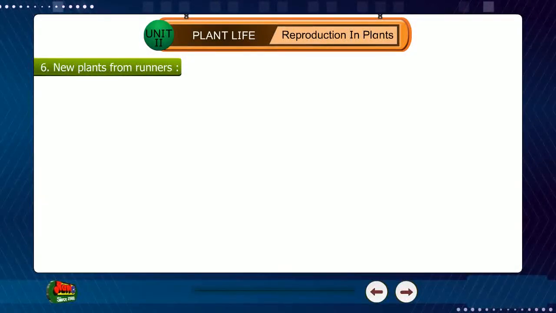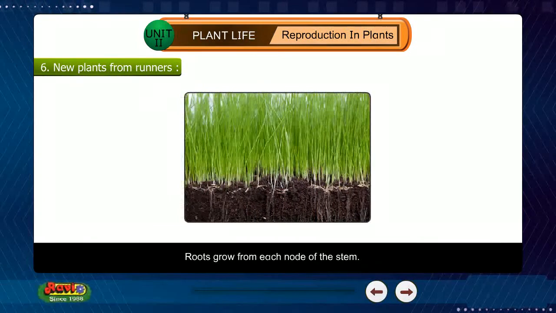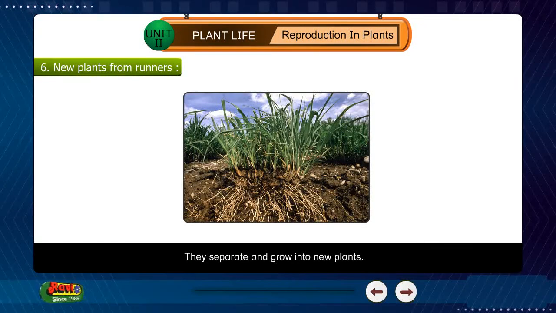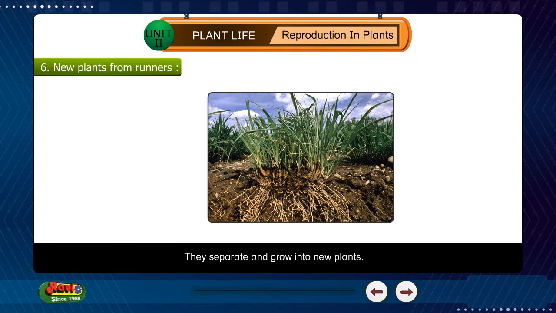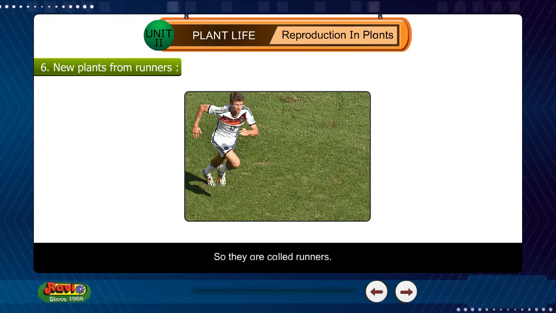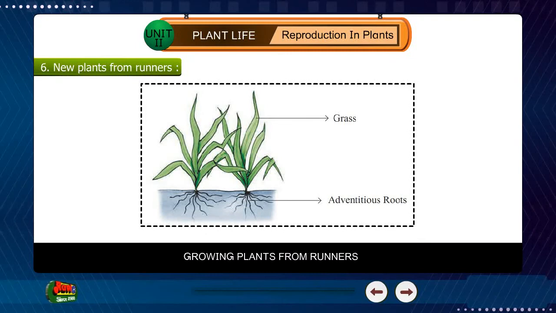6. New plants from runners. We know that grass plants creep along the ground like a green carpet. Roots grow from each node of the stem. They separate and grow into new plants. They look as if they are running on the ground, so they are called runners. Growing plants from runners.